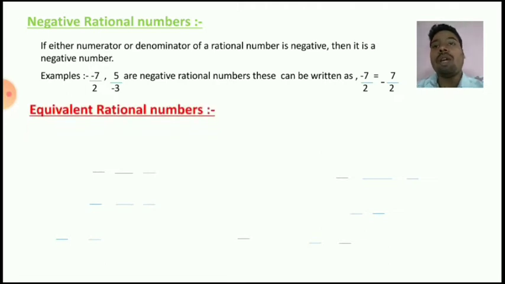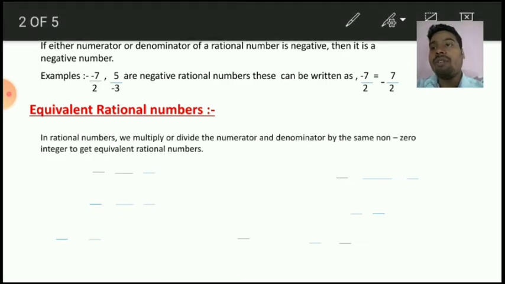So next point is equivalent rational numbers. What are equivalent rational numbers? If we multiply or divide the numerator and denominator of a rational number by the same non-zero integer, we get equivalent rational numbers. So we see some examples of how we form these equivalent rational numbers.